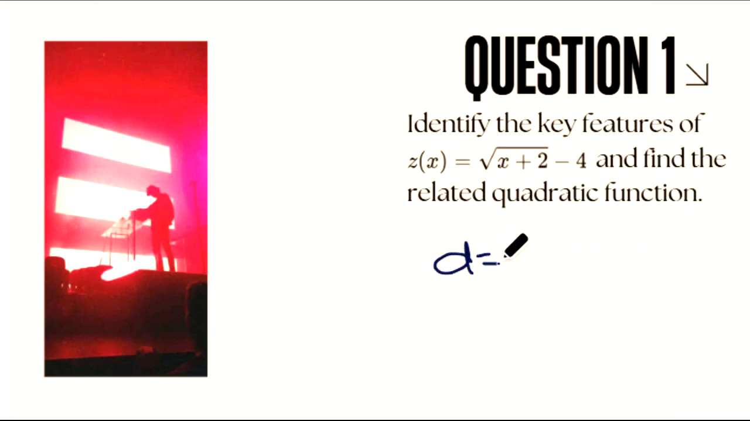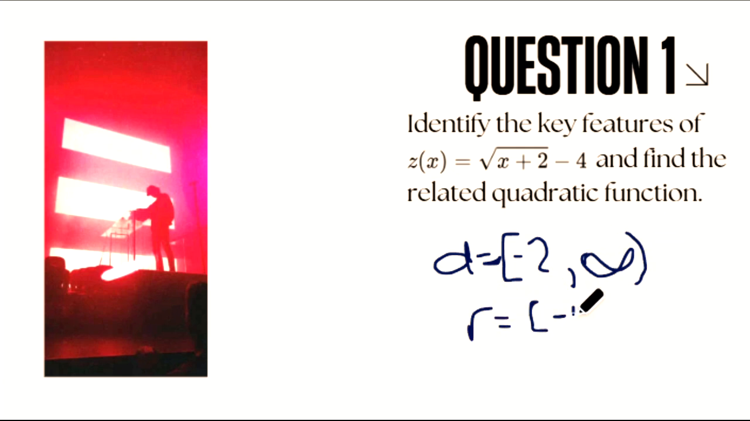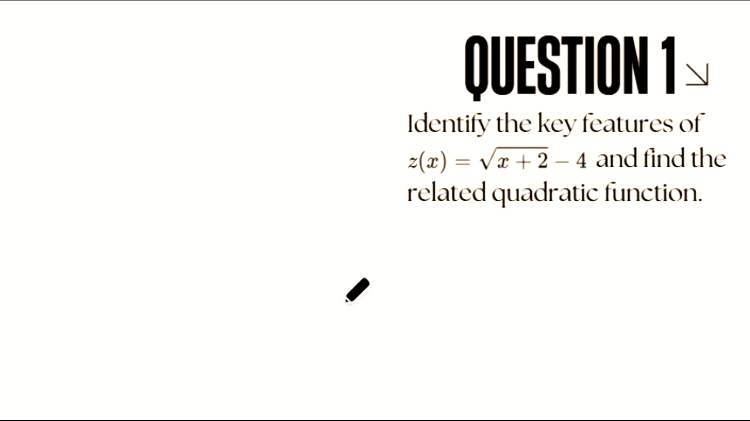Domain is whatever makes under the square root sign 0. So it's going to be negative 2 with a bracket and infinity. Oh my gosh, that's beautiful. And range is going to be bracket negative 4, infinity. I feel so smart now. And we're going to solve this.